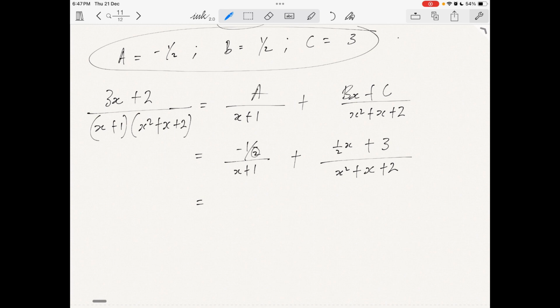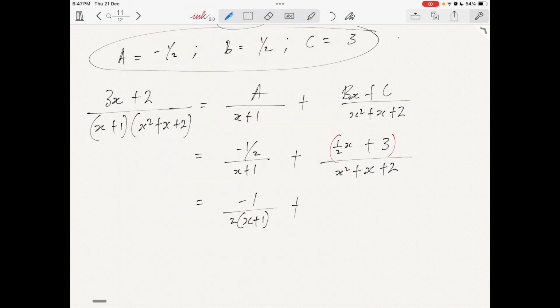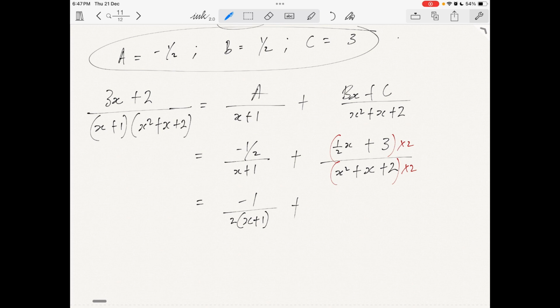So I can bring this 2 in the denominator downwards, so that will give us minus 1 over 2 into x plus 1, plus I want to reduce my numerator. So I can choose to multiply everything by 2, and anything I do to the numerator I do to the denominator. So 2 multiplied by 1 over 2 will give me x, and 2 multiplied by 6 will give me 6, divided by 2 into x squared plus x plus 2. So this will be our answer.